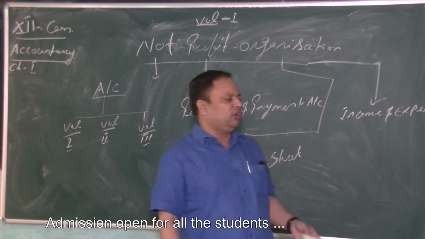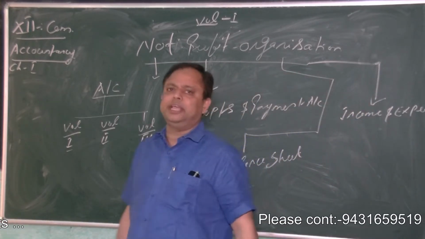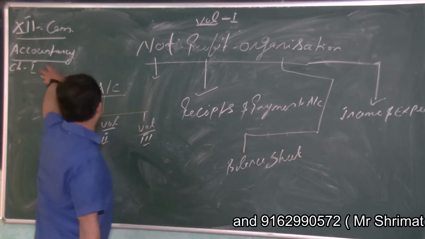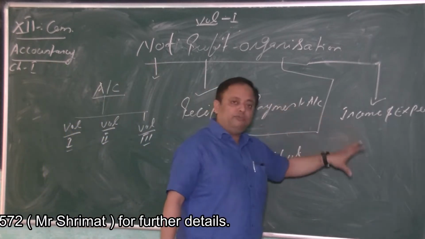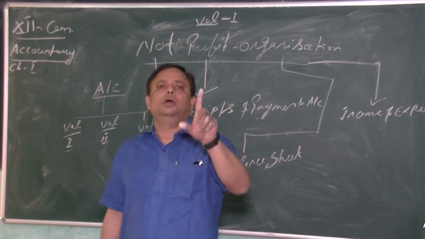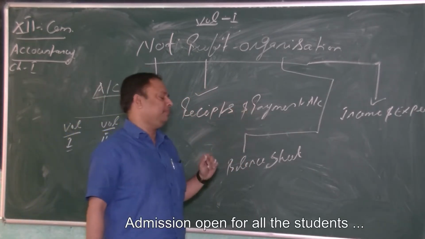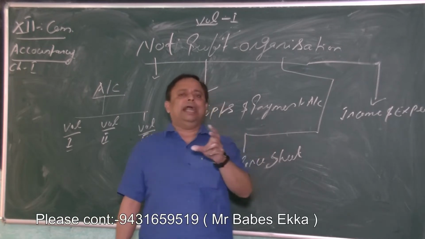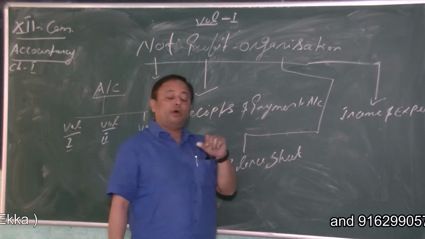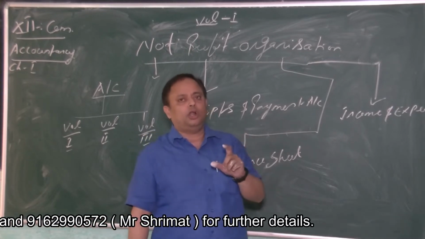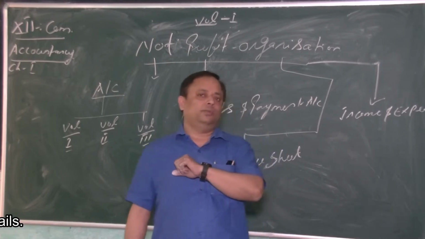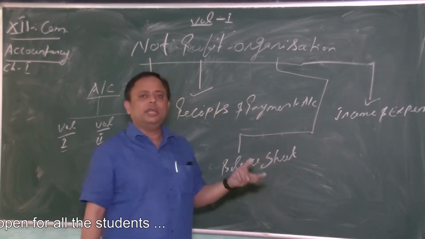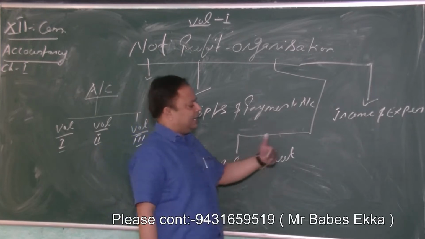You know that in profit organizations, we prepare 3 accounts: trading account, profit and loss account, and balance sheet. This syllabus is in class 11, but today we start it in class 12. The main objective of the trading account is to calculate gross profit and gross loss. And in the profit and loss account... the balance sheet has a liability side and an asset side.